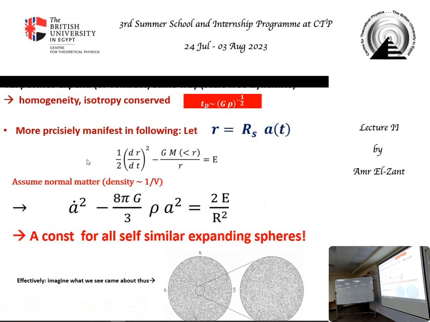Not all things in the universe; it could be that the spheres are expanding differently. They're not. That's what we want to show. A of t is the same for all the spheres. Okay. This is called self-similar. It's not always like that.